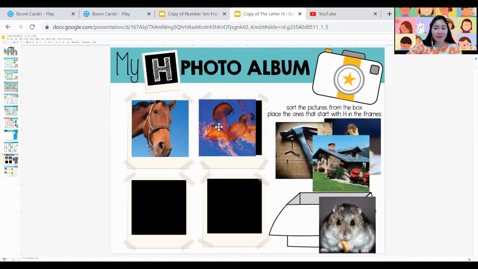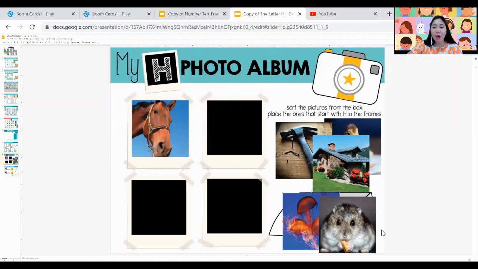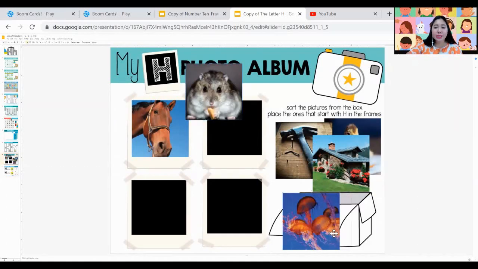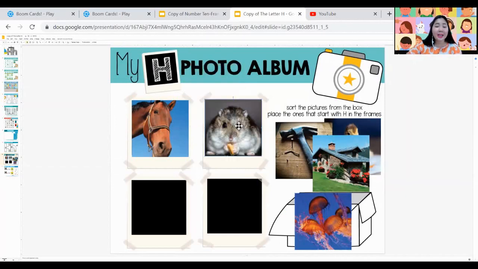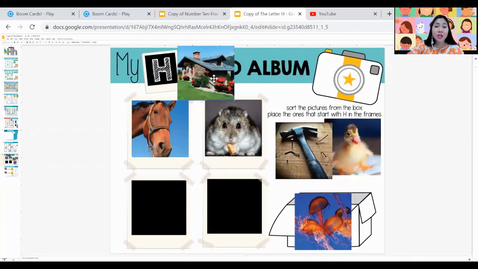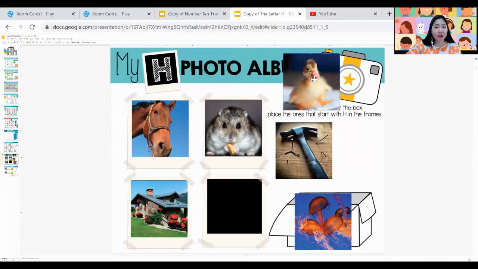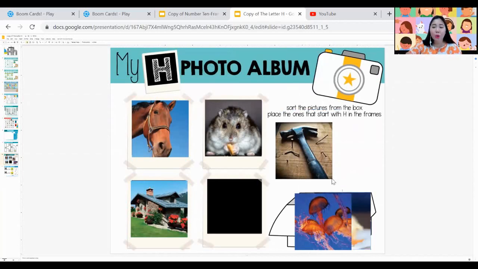How about jellyfish? Jellyfish. Does jellyfish begin with the letter H? No, so let's put it back inside the box. How about hamster? Hamster. Does hamster begin with the letter H? Yes, it does. So it goes inside our photo album. How about house? House. Does house begin with the letter H? Yes. How about duck? Duck. No, it starts with the letter D, so it stays inside our box.